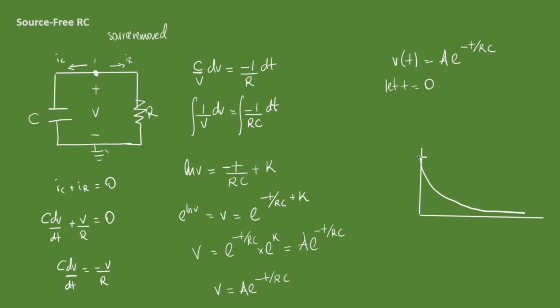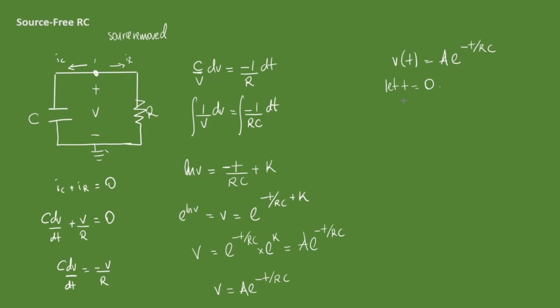So this is the maximum value. This axis is time, this axis is voltage. So this is V naught. V naught is the voltage at T equals 0, and is also the highest value of the capacitor voltage.